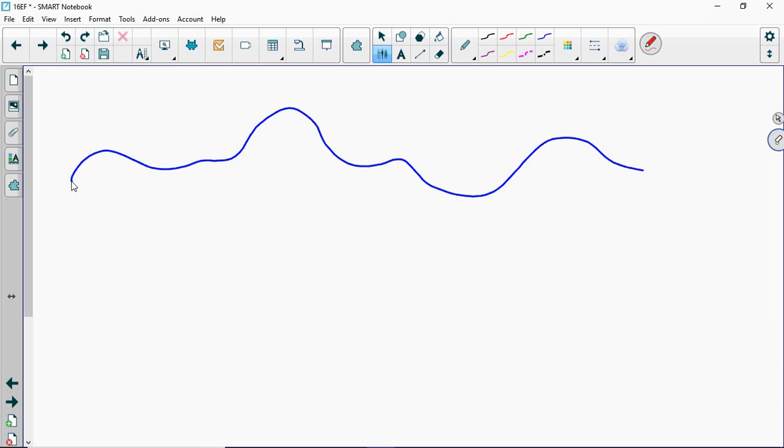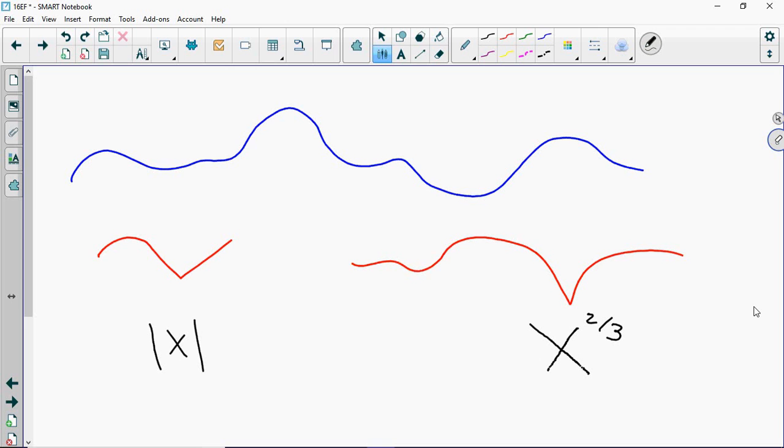It's not going to have a corner, and it's not going to have what we call a cusp, which is kind of like a curvy corner. A good example of a corner would be the absolute value of x. A good example of a cusp would be x to the power of 2/3. In both of these examples, if you zoom in at the origin, you're always going to see that corner or that cusp. It's never going to get smooth.